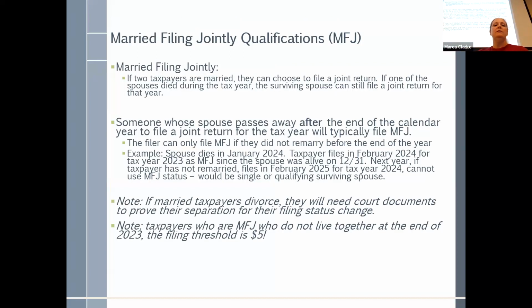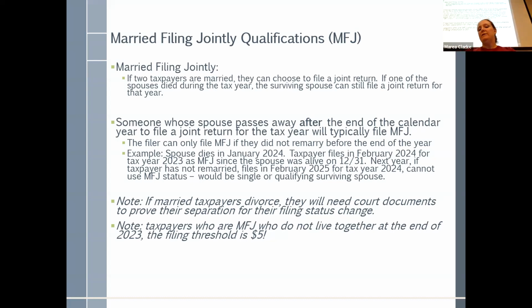All right. File a joint return. So married filing jointly. If you are married, you can choose to file a joint return. This is your option. You can choose to do it if you want to. If the spouse died during the tax year, then the surviving spouse can also choose to file a joint return with their spouse, even though they are no longer living.